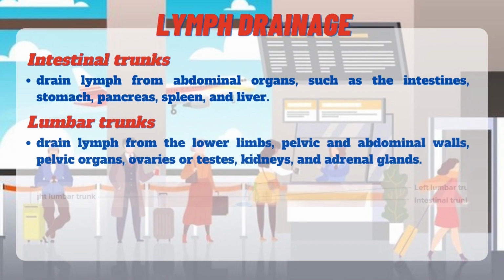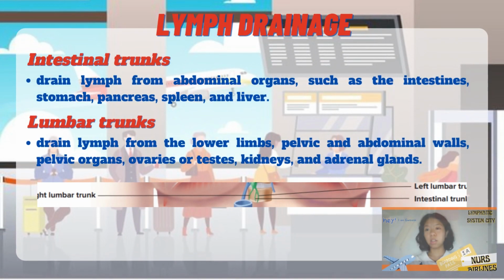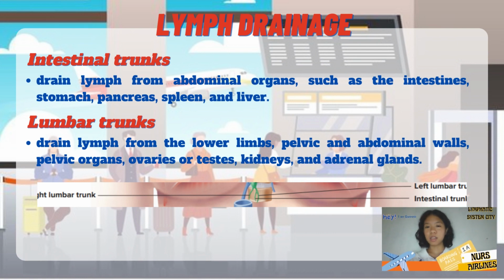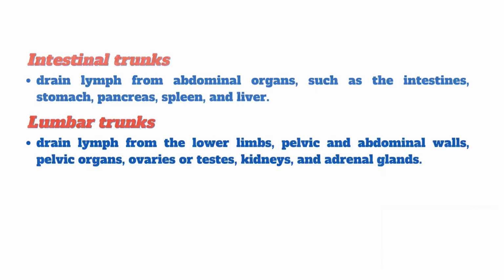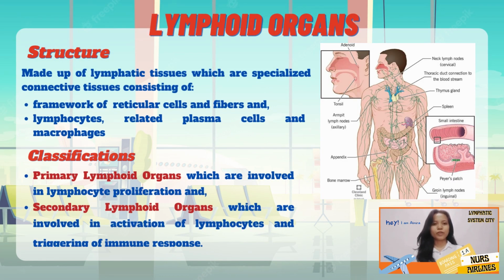while intestinal trunks drain lymph from abdominal organs such as the intestines, stomach, pancreas, spleen, and liver. Lastly, lumbar trunks drain lymph from the lower limbs, pelvic and abdominal walls, pelvic organs, ovaries or testes, kidneys, and adrenal glands. Now we have reached the lymphoid organs.